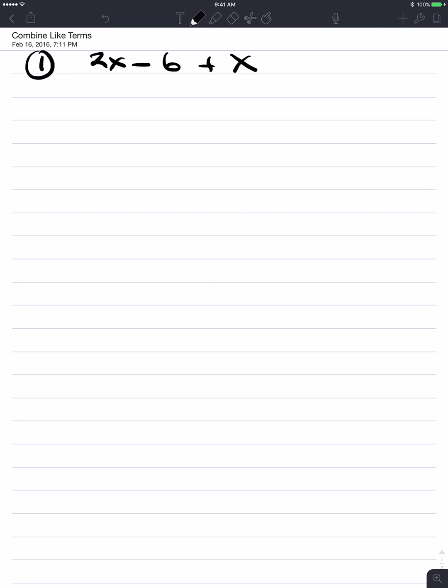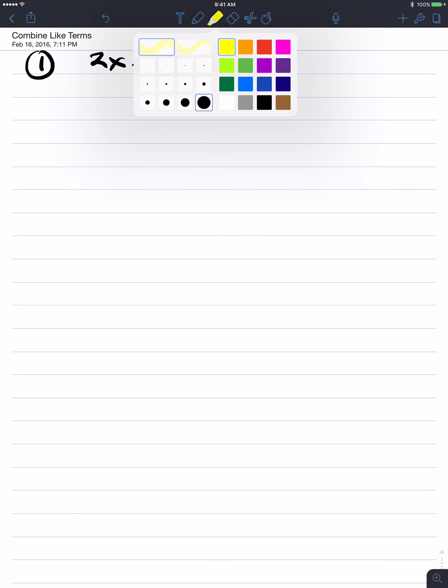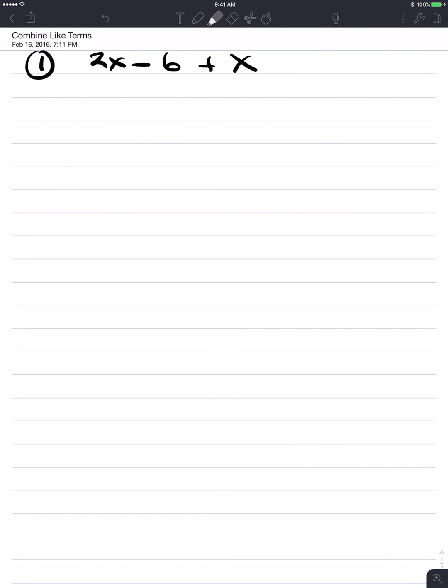This is combine like terms. We're going to combine the terms that are like. If we notice, what that means is which terms have the same letters. We see 2x and an x. So that 2x plus x gives us 3x.